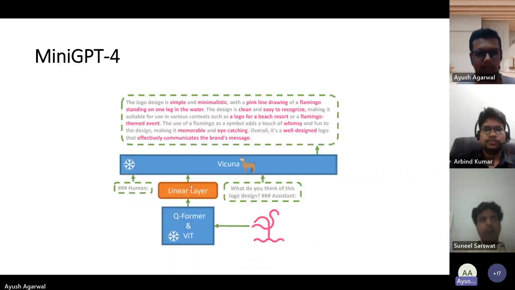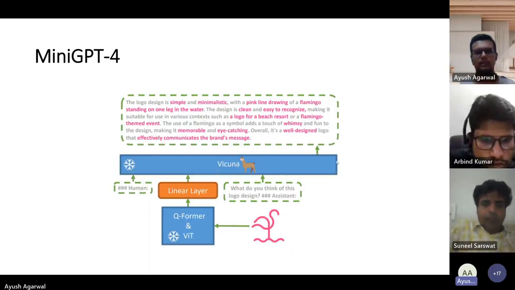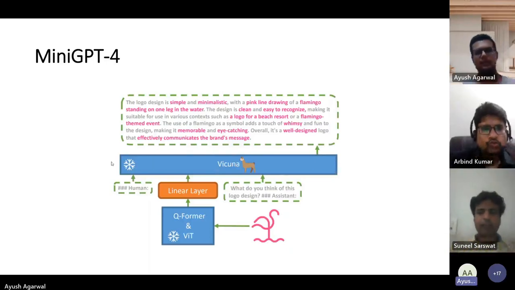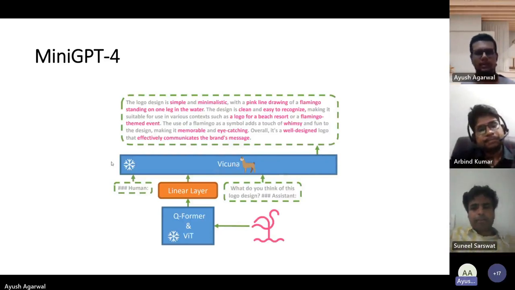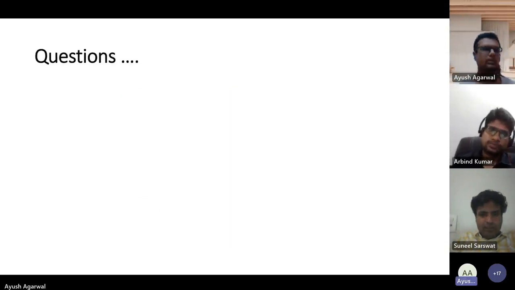Then there was another paper that is also somewhat similar in its approach. What they do is pass it through ViT and Q-Former, and then they pass the output of this to a linear layer to make it suitable to the LLM that they're using. So I feel that the essence of both of these approaches is pretty much the same. So that was about the paper and the discussion on LLMs and vision.